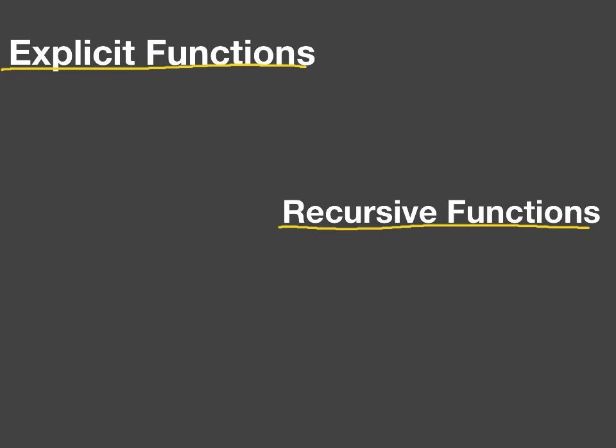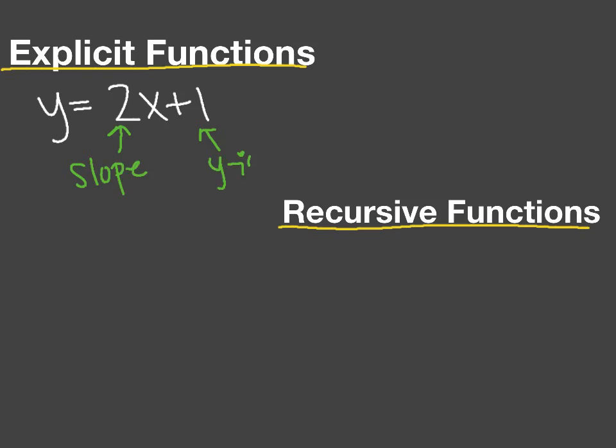Well, we've done a lot with explicit equations or explicit functions. If you remember, that's just kind of like y equals 2x plus 1. And remember, the cool thing about explicit functions is that these two numbers always represent something very special. The number with the x is always your slope. And the number that's by itself is always your y-intercept. That's just a fun fact. That's what it always is.